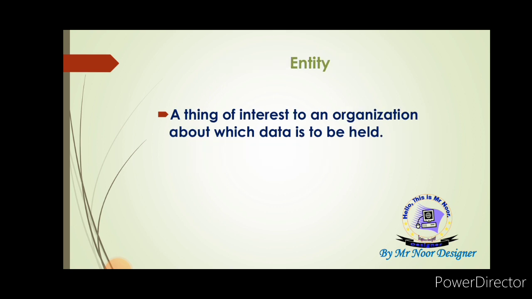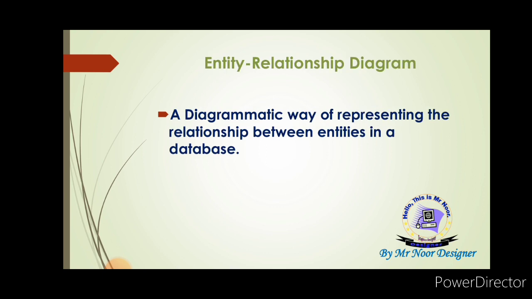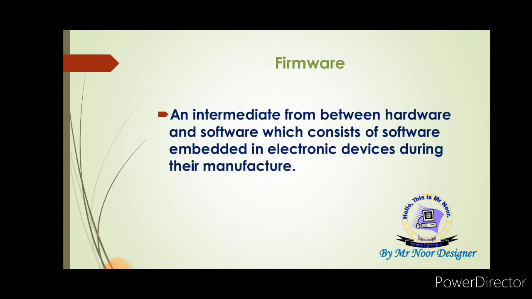Entity. A thing of interest to an organization about which data is to be held. Entity relationship diagram. A diagrammatic way of representing the relationship between entities in a database. Firmware. An intermediate form between hardware and software, which consists of software embedded in electronic devices during their manufacture.